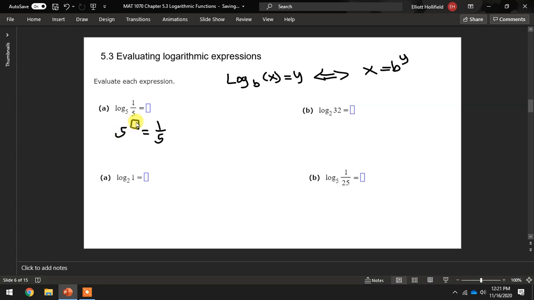Well, 5 raised to the 1 is 5. 5 raised to the 0 is 1. Must be a negative number, so this must be -1. 5 raised to the -1 is equal to 1/5.